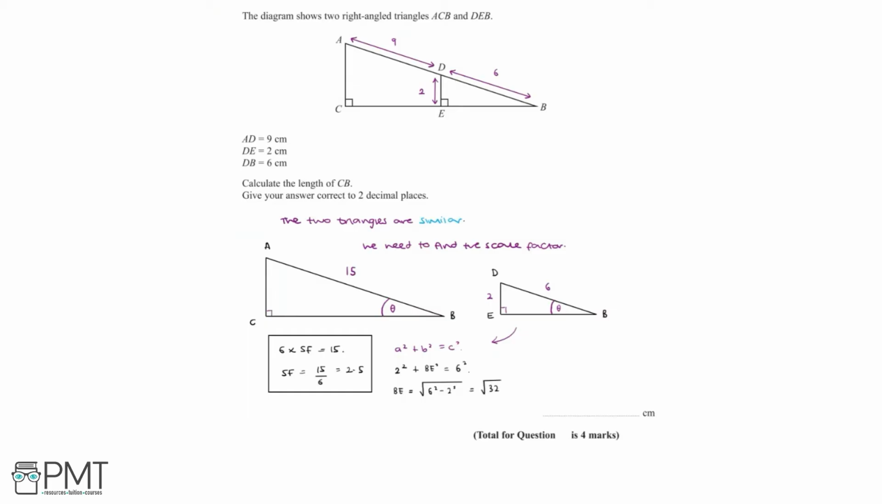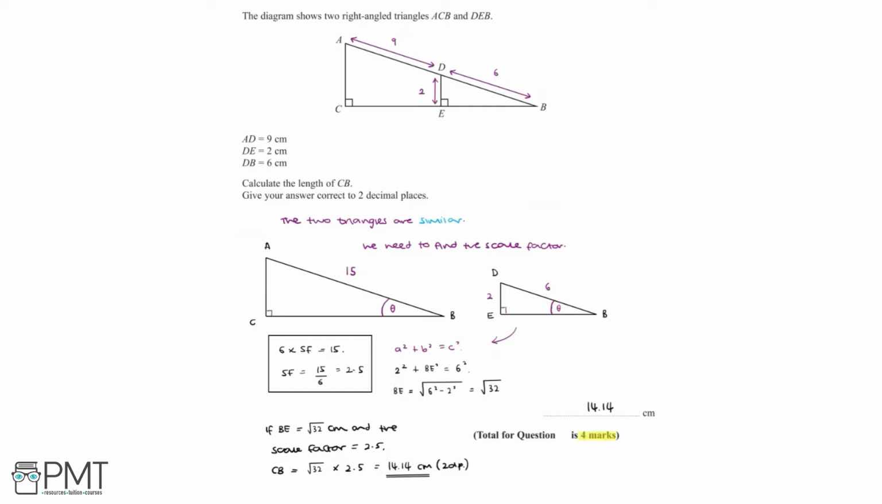Now that we know the length of line BE, we said that we can find the length of line CB using the scale factor. If BE is equal to root 32 centimeters and the scale factor is equal to 2.5, we can say that the length of CB is equal to root 32 multiplied by 2.5. And when we put that into our calculator, we'll find that the length of CB is equal to 14.14 centimeters to 2 decimal places. And so we've now found that the length of CB is equal to 14.14 centimeters.